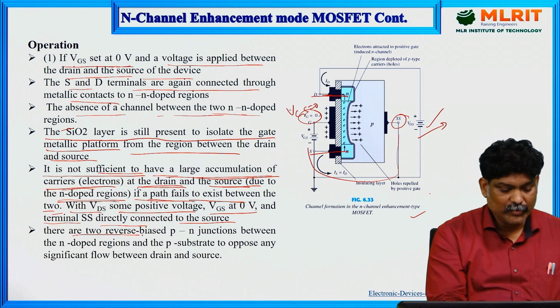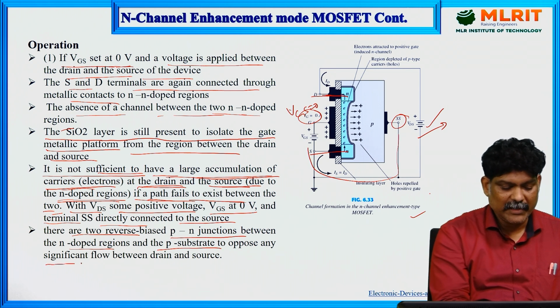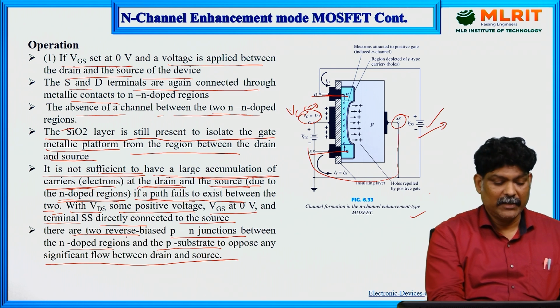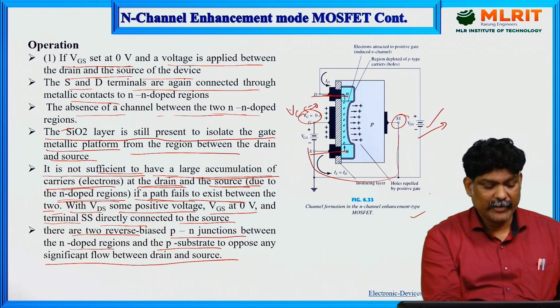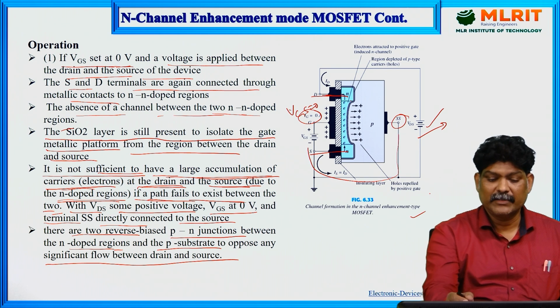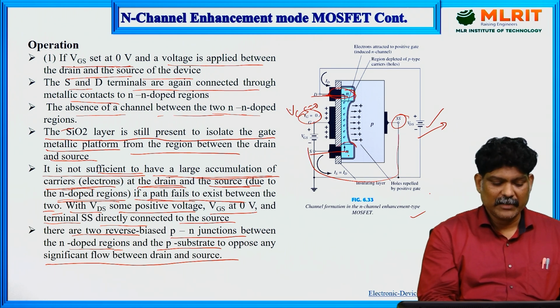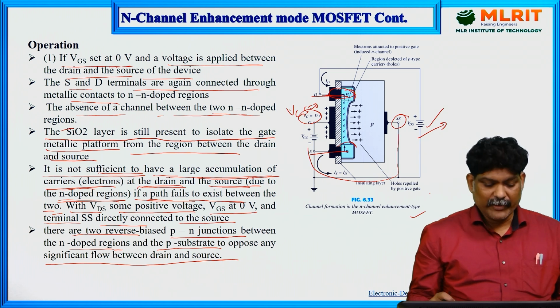So there are two reverse bias PN junctions between the n-doped regions and the P substrate to oppose any significant flow between the drain and source. Here there is the development of two reverse bias conditions, PN junctions between the n-doped regions. So these are the n-doped regions. These two reverse bias conditions oppose the further flow of the carriers between drain and source.